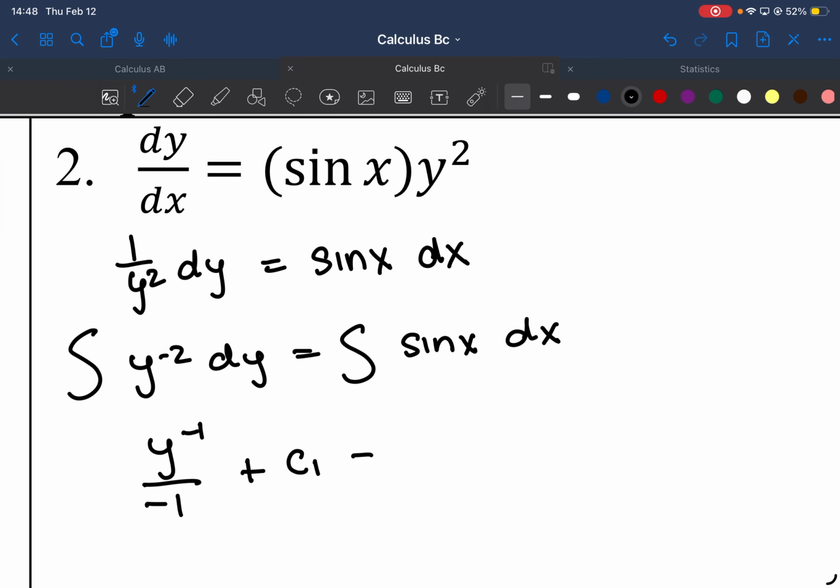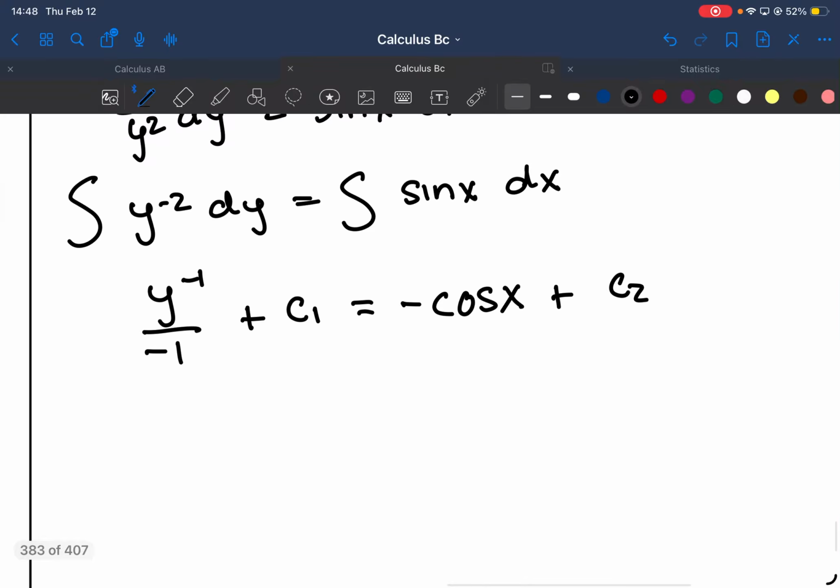c1 is equal to, what's the integration of sine? Negative cosine plus c2. Okay, now I need to get y by itself. So right now this is a negative 1 over y.